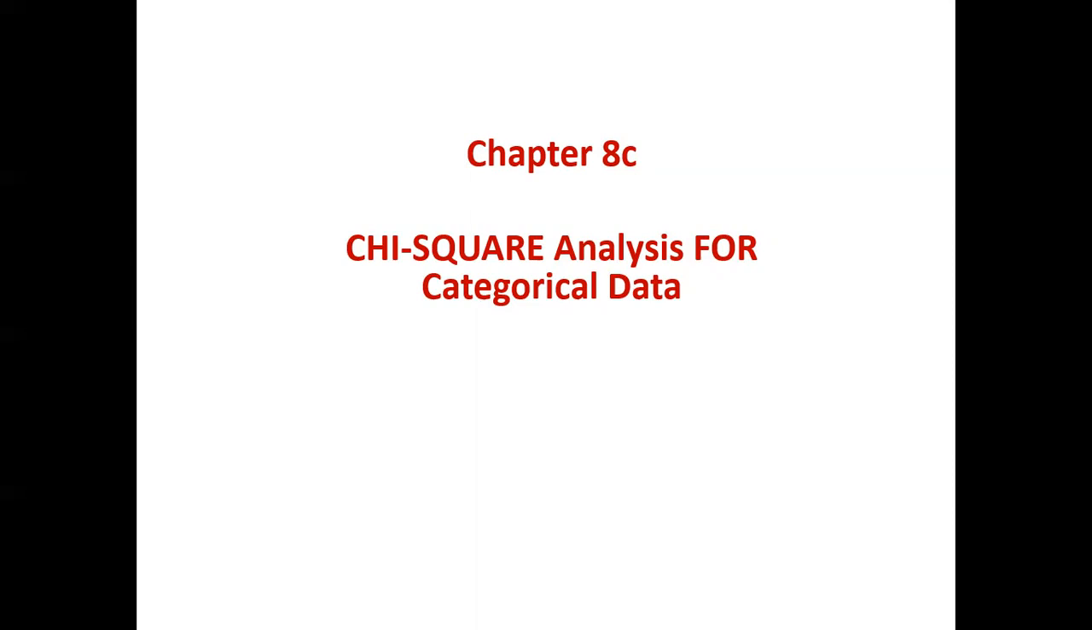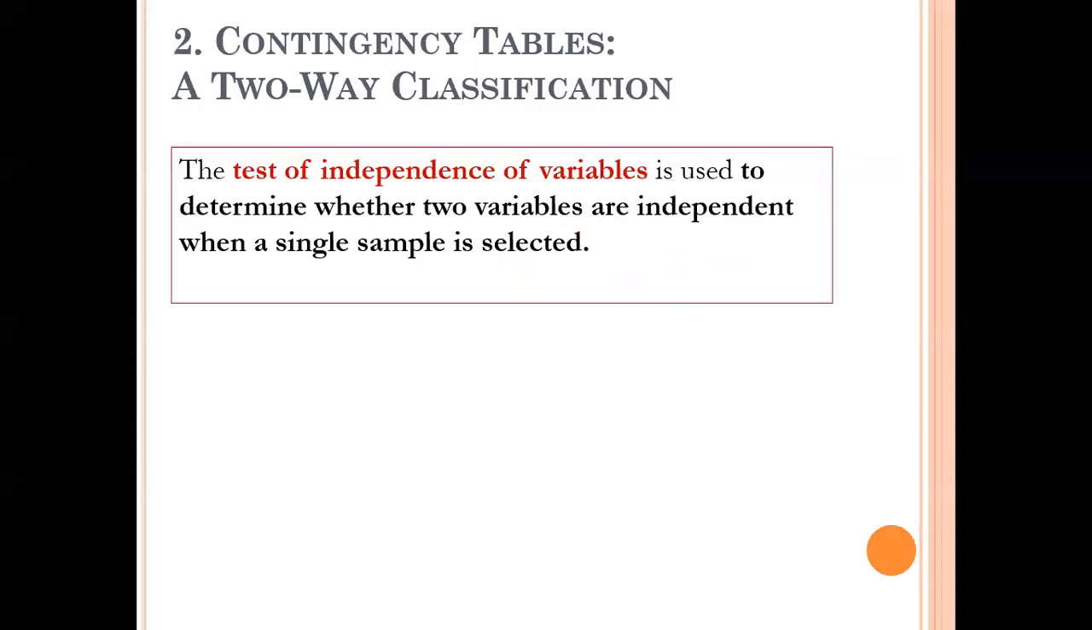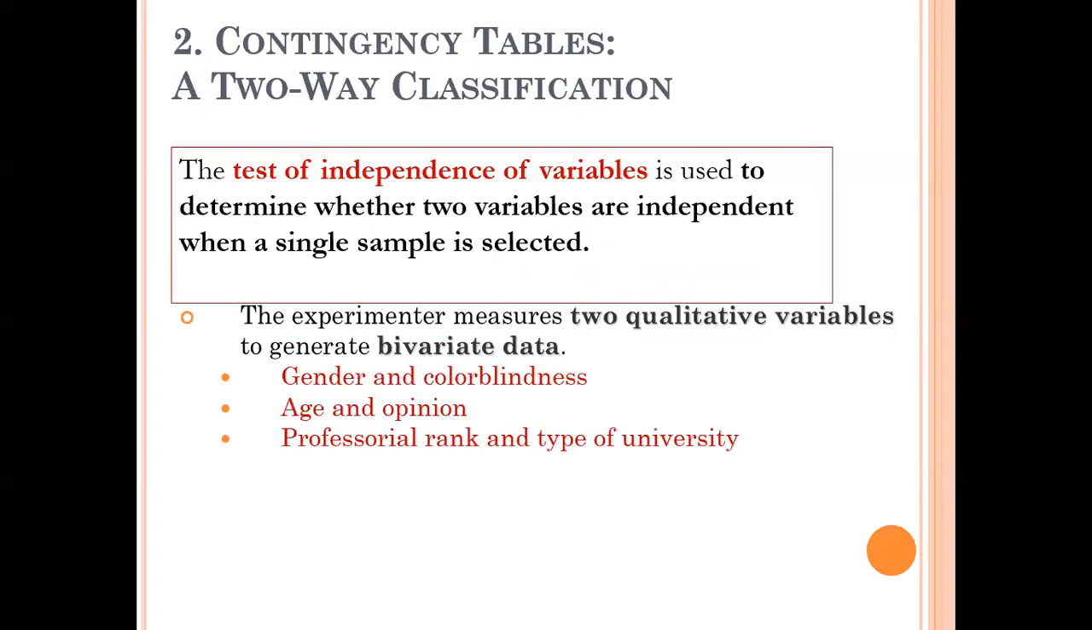I want you to study a little bit about the difference between categorical data and numerical data. Numerical data usually refers to discrete, continuous, interval, and ratio, while categorical data usually refers to nominal and ordinal. So in this chapter, we are going to discuss the analysis of categorical data by using chi-square analysis.